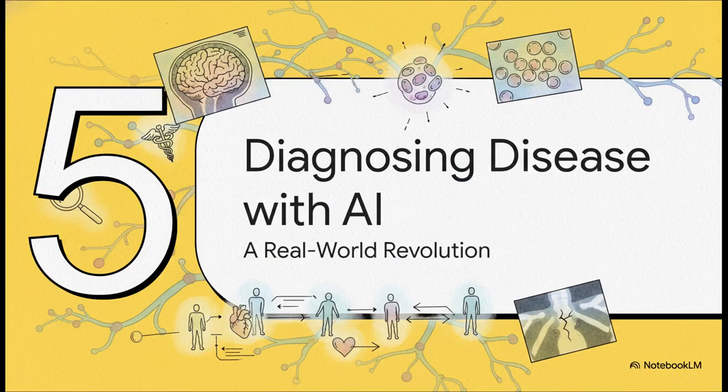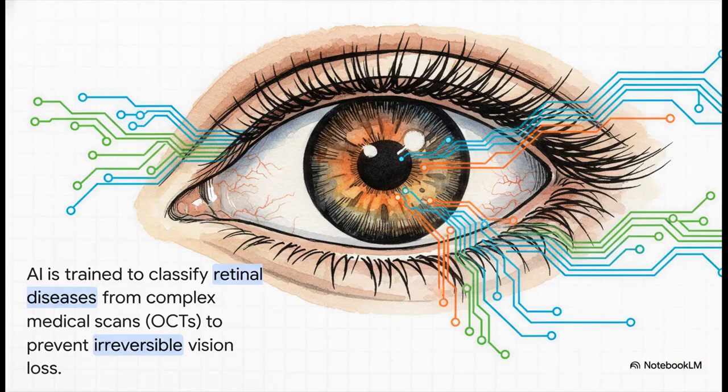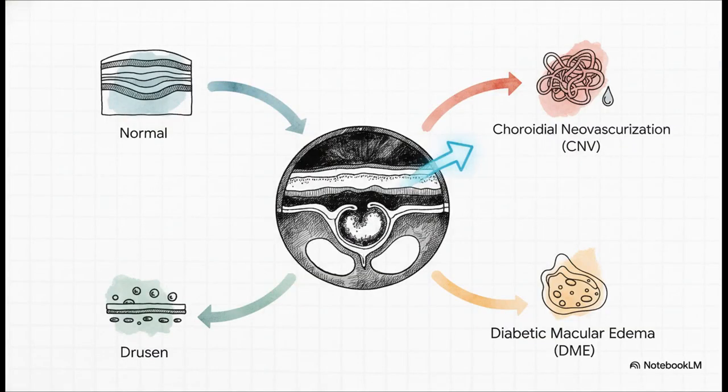Okay, now let's take all these concepts and see how they come together to do something truly world-changing. This isn't just theory, this stuff is being used right now to help save lives. A really powerful example is happening in ophthalmology, that's eye medicine. Researchers are training AI models on thousands of complex retinal scans, called OCTs, to spot diseases that can cause people to go blind.